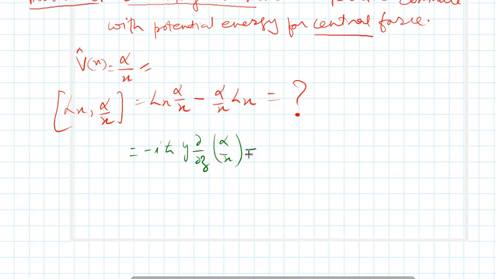minus alpha over x, and Lx will be minus iota h cross. This is y ∂/∂z, right? So that's what I'm interested to find out. And let us operate it with psi x.